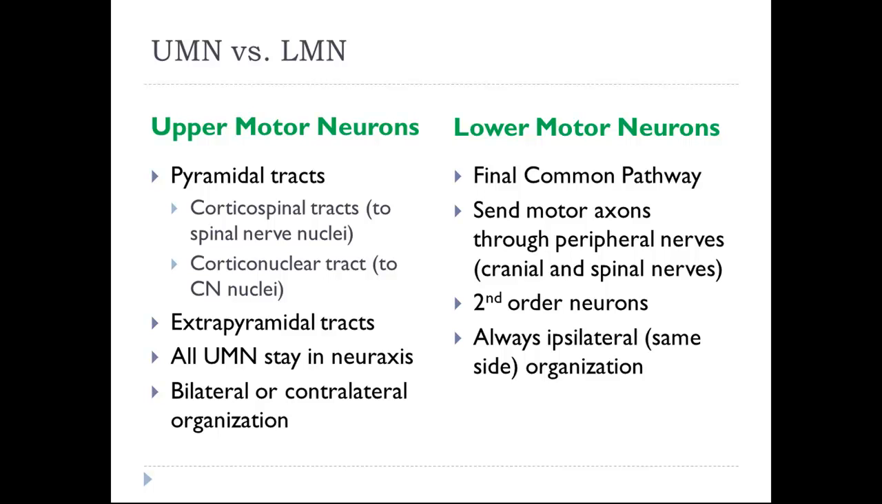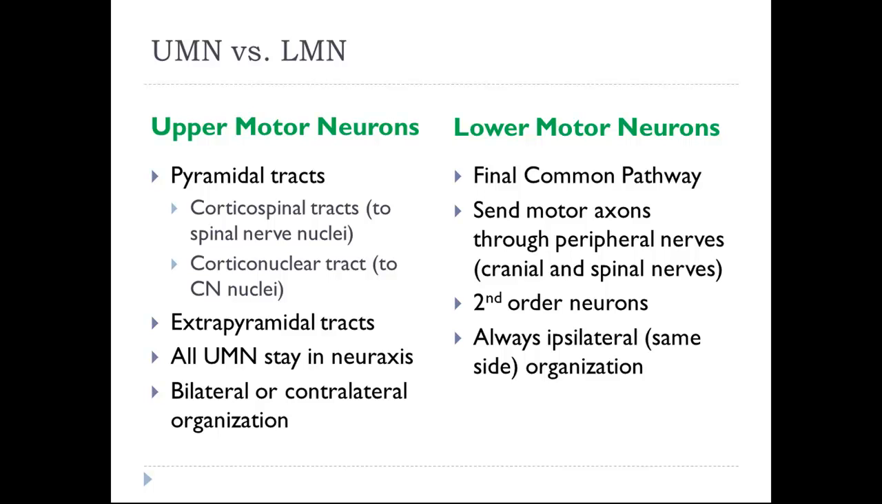And then we have the lower motor neuron system, and this is also referred to as the final common pathway. The final common pathway is made up of either cranial nerves or spinal nerves. So cranial nerves control muscles of the head and neck, and spinal nerves control muscles of the limbs. Okay? And these are called second-order neurons because the first-order neurons are the upper motor neurons that go from the cortex down to either the cranial nerve or spinal nerve nuclei. And then there's a synapse, and it's a new nerve that is the lower motor neuron, whether it's a cranial nerve or a spinal nerve.